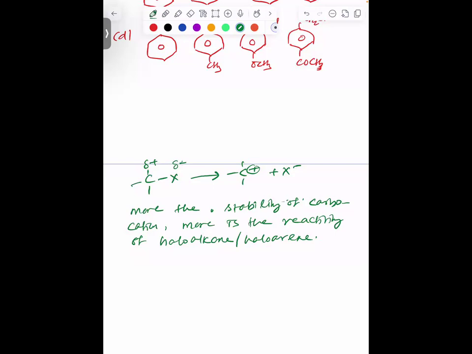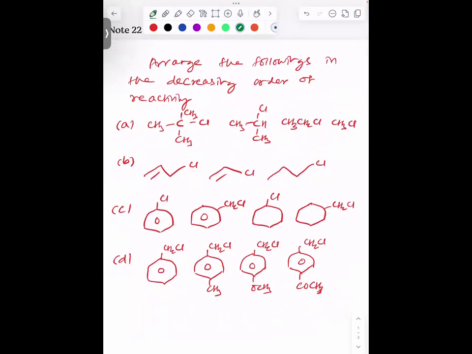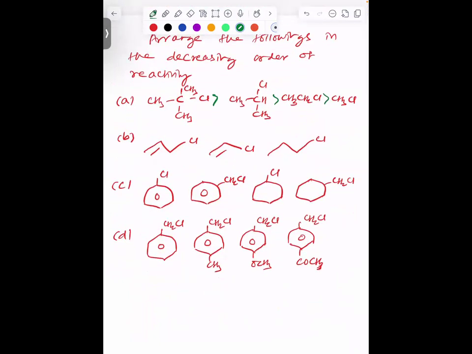Now we can see this first case. First case the answer is this. First that is tertiary carbocation, then secondary carbocation, then primary carbocation, then methyl carbocation. This is the answer. Second, if we see, this is most stable, then second, then third. I have already written the answer, then we will discuss.